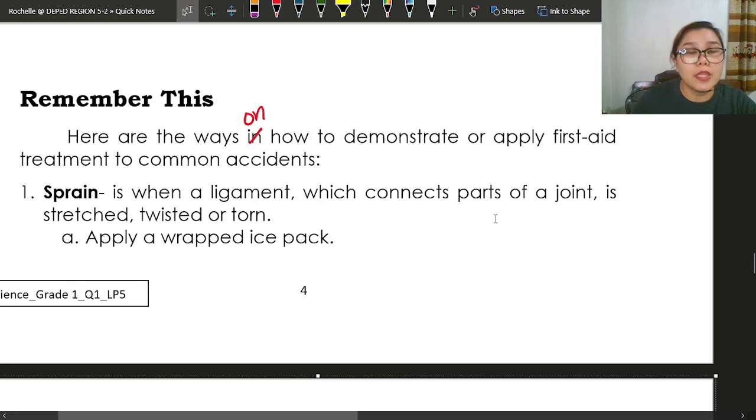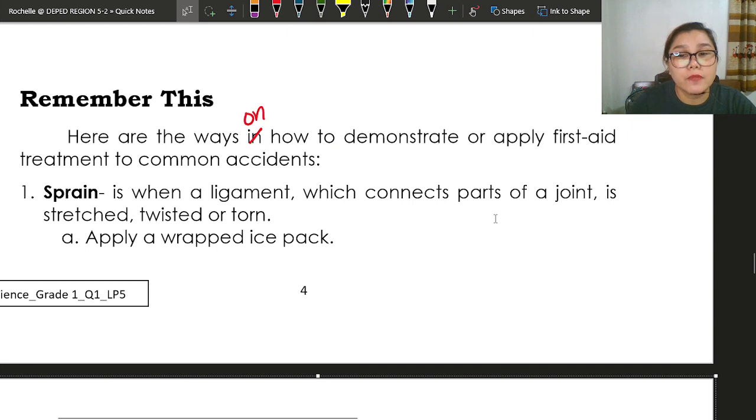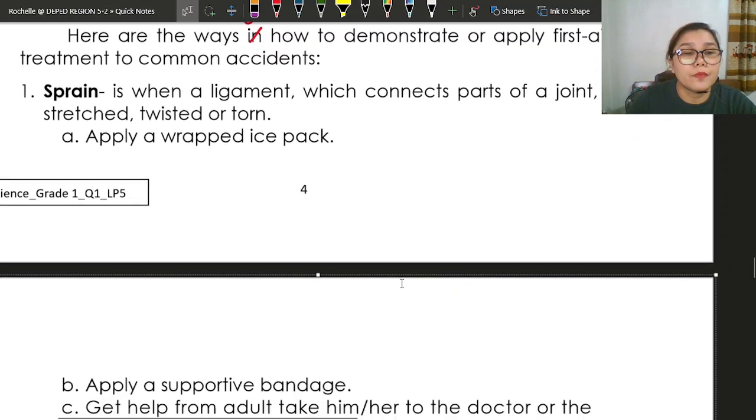Sprain is when a ligament which connects parts of a joint is stretched, twisted, or torn. So, yung sa Bicol, nababaliko. Pag halimbawa, nadadapa, yung wala namang sugat pero parang pilay-pilay ka na. So, probably it's a sprain. So, what should be done? Apply a wrapped ice pack, so yellow.